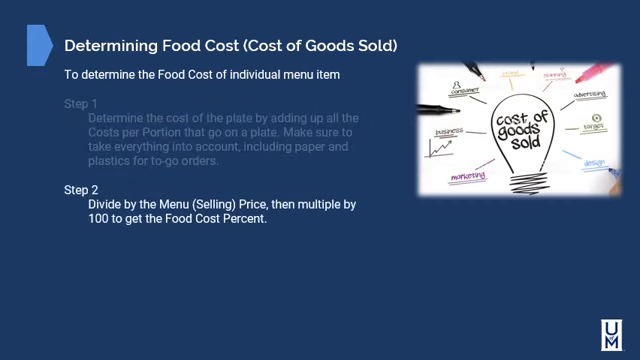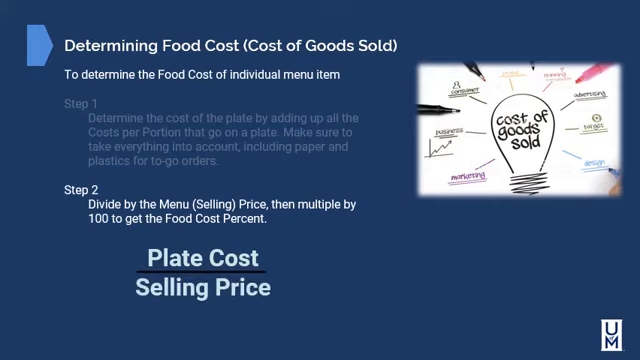Then I divide by the menu or selling price. Then I multiply times 100 to get the food cost percent. So again, my plate cost divided by my selling price times 100 gives me my food cost percentage.